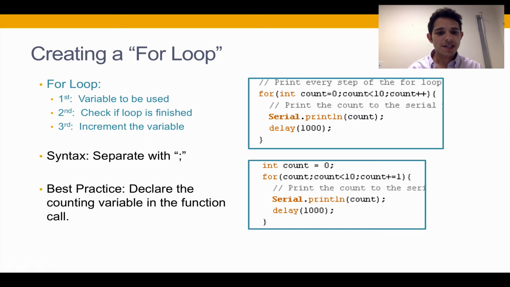Commonly, people consider it best practice to declare the counting variable, the incrementing variable, right inside the arguments of the for loop. Why? It's to make clear that this variable is specifically for the purpose of incrementing in the for loop, as opposed to defining it outside the for loop, as shown on the bottom, for which it's nebulous, not so clear, exactly how count will be used. Is it for the for loop, or is it for other things? They both work. However, it's best practice to declare the counting variable inside the function call of for.